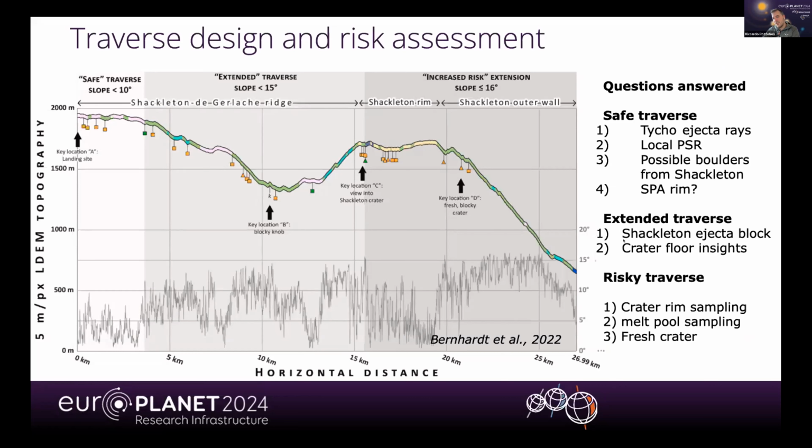If you extend the traverse, you start crossing the rim of Shackleton crater. You can see larger ejecta blocks. You can see inside the crater floor with instrumentation for detection of volatiles, water ice, or whatever. And then if you continue to extend your traverse, you can arrive to sample a crater rim and then go down and see other fresh craters. So you see how you can plan these activities.